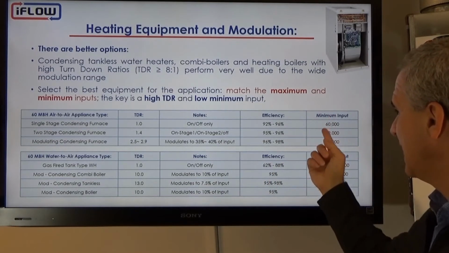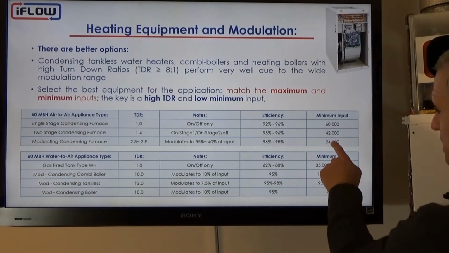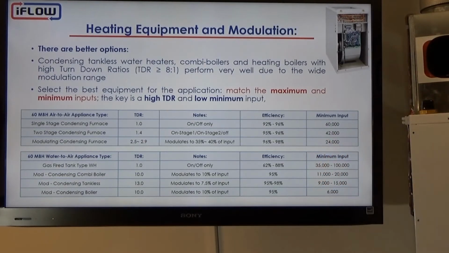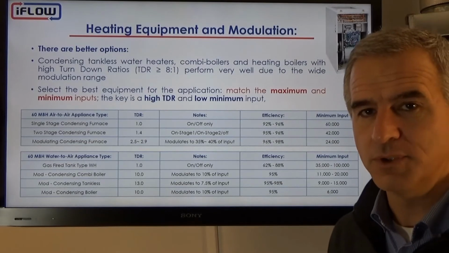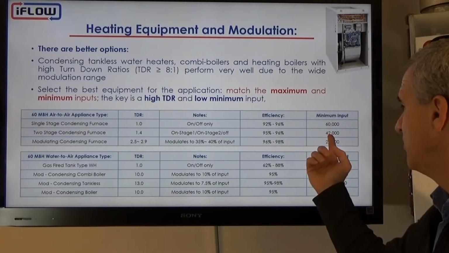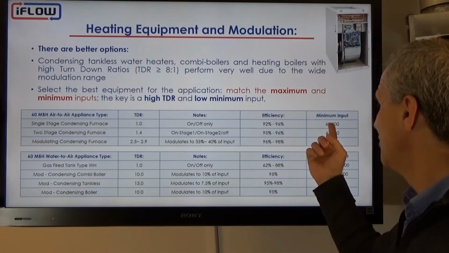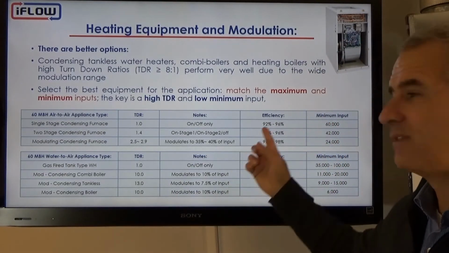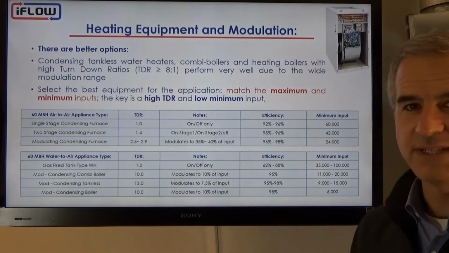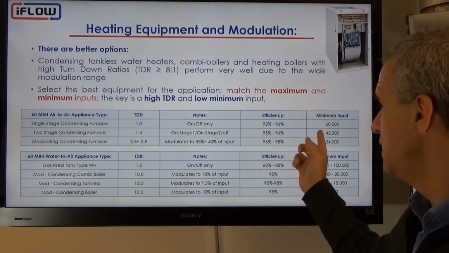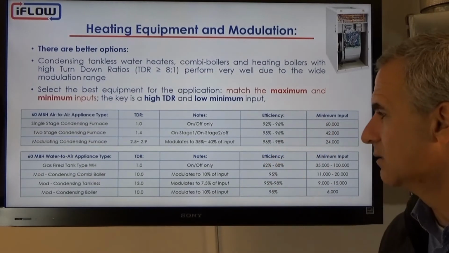So if my heat load is above 24,000, this furnace would be a great option. If my heat load is above 42,000, this furnace could be a great option. If my heat load is at 60,000, this would be a great furnace. But if it's anything other than those, these units will not perform very well, unfortunately.